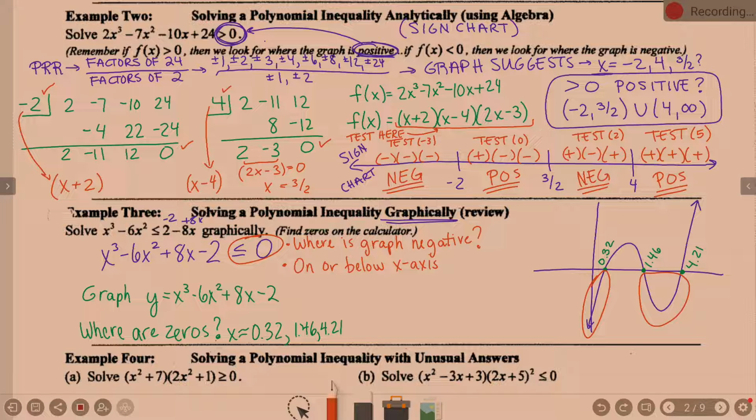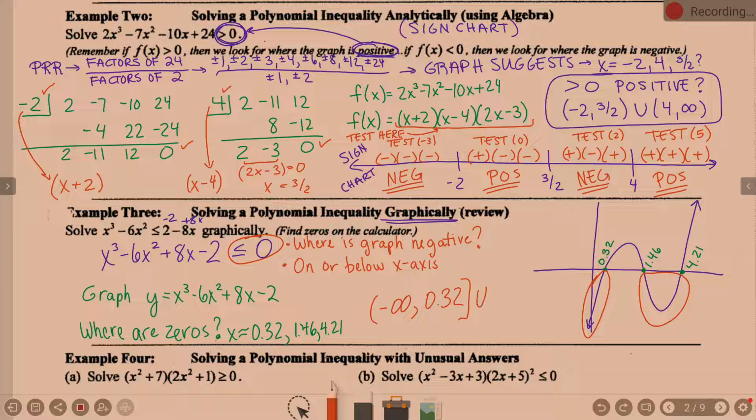As we approach 0.32, those y values are negative, right? So how do I express that? Negative infinity to positive 0.32. Now, parentheses or bracket? Bracket this time because it said less than or equal to. If it just says less than or greater than, parentheses. If it says less than or equal to, or greater than or equal to, brackets.